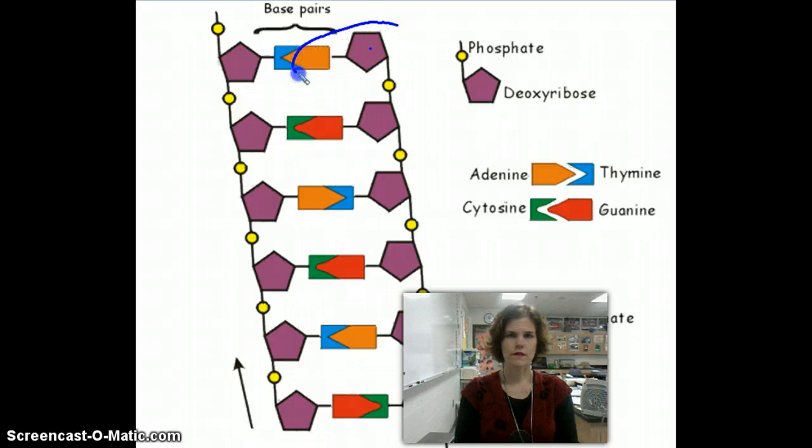This right here is a nucleotide. It is made up of this phosphate, this sugar, deoxyribose, and this base. If this were RNA, it would also be a nucleotide, a phosphate, a sugar, only the sugar would be ribose, and then a base.